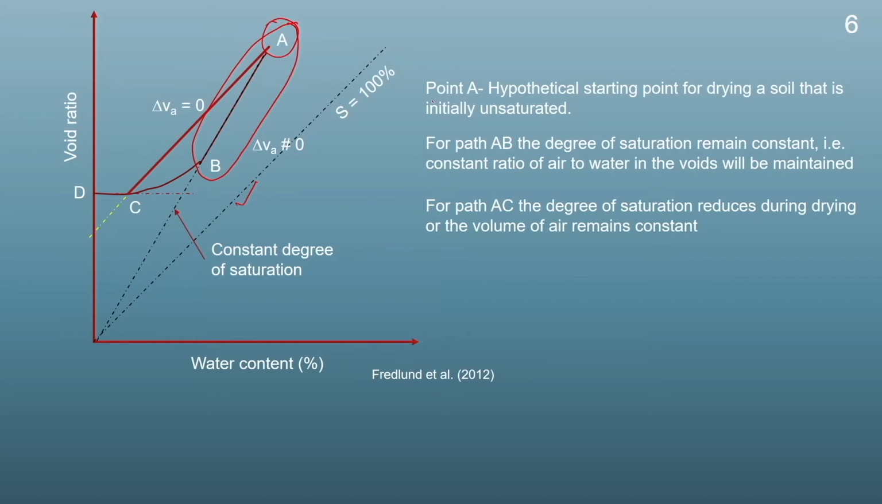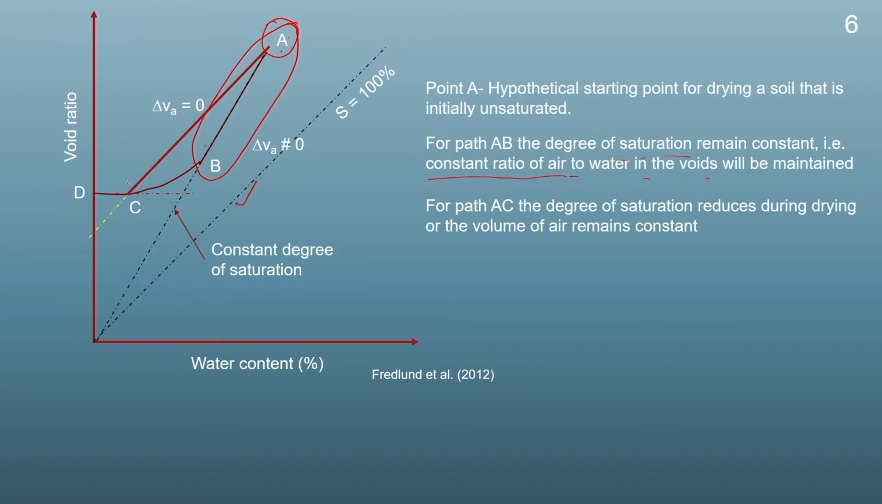This point A is the hypothetical starting point for drying a soil that is initially unsaturated. For path AB, the degree of saturation will remain constant, that is, the constant ratio of air to water in the voids will be maintained. So, here we can see this line AB will be obtained maintaining the constant degree of saturation.